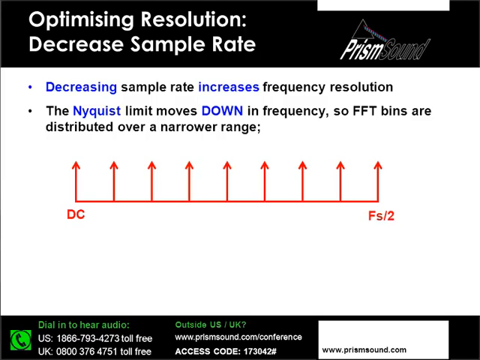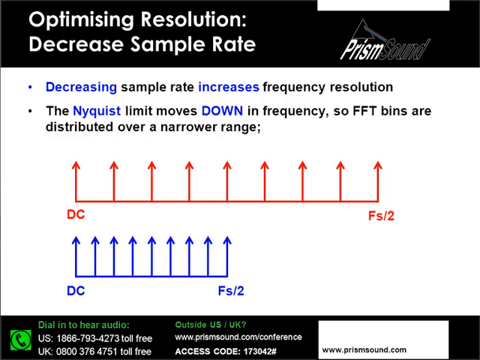So here's a very crude representation of an FFT with a small number of data points distributed from DC up to the Nyquist limit, or half the sample rate, fs over 2. If I now decrease my sample rate, in this case by a factor of 2, my Nyquist limit reduces by a factor of 2. And if I leave everything else the same, including the FFT size, then I end up with the same number of FFT bins or data points, but they are spread over half the frequency range. So we actually see that we increase our frequency resolution by decreasing our analysis sample rate.